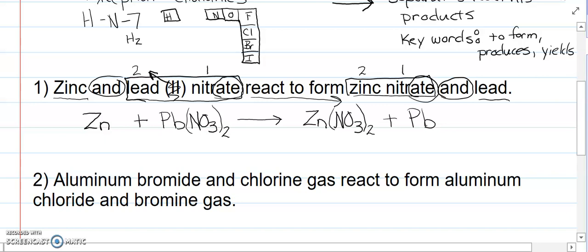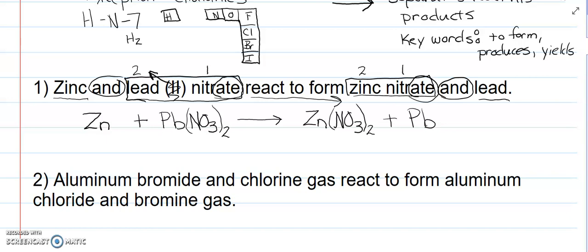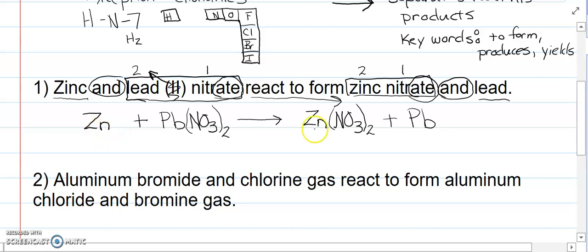So there's my equation. The last step in my equation is always going to be to make sure that my equation is balanced. But this equation comes pre-balanced because I have 1 zinc and 1 zinc. I have 1 lead and 1 lead. And each side has 2 nitrates. So this equation already comes out pre-balanced. So let's try one more.